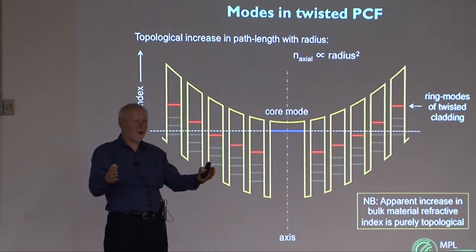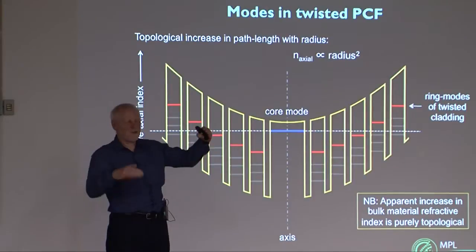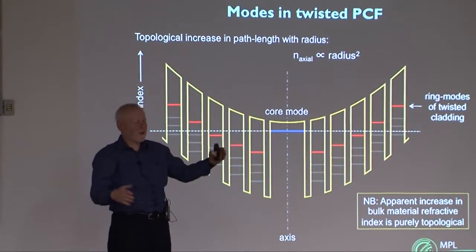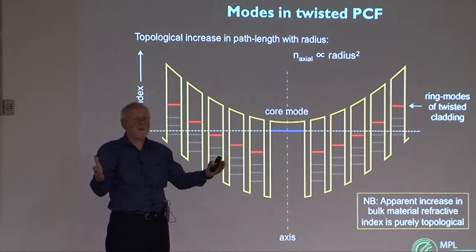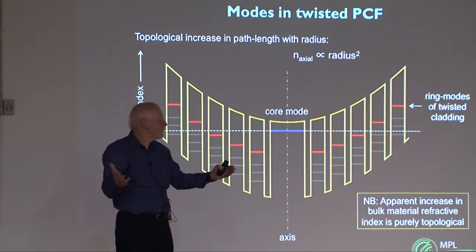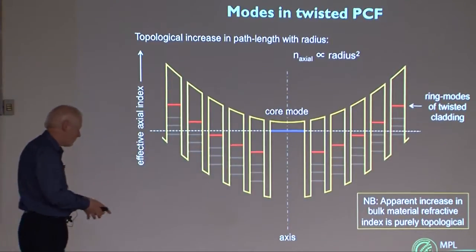Which normally is kind of weird, because we think if you increase the group velocity, you reduce the phase velocity, and there's a kind of trade-off. But this is just pure geometry. Nothing more than that. It takes a bit of getting used to, actually.